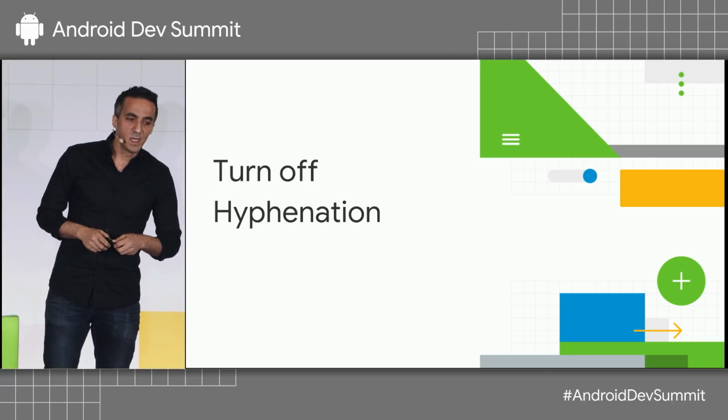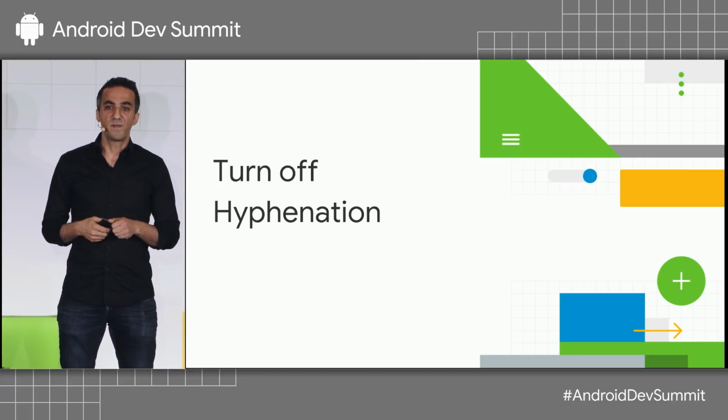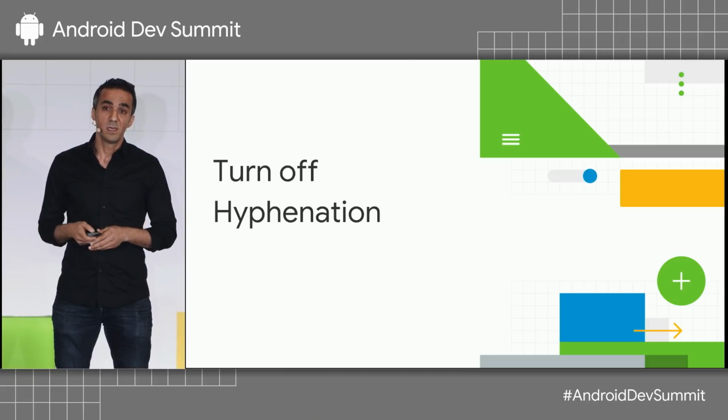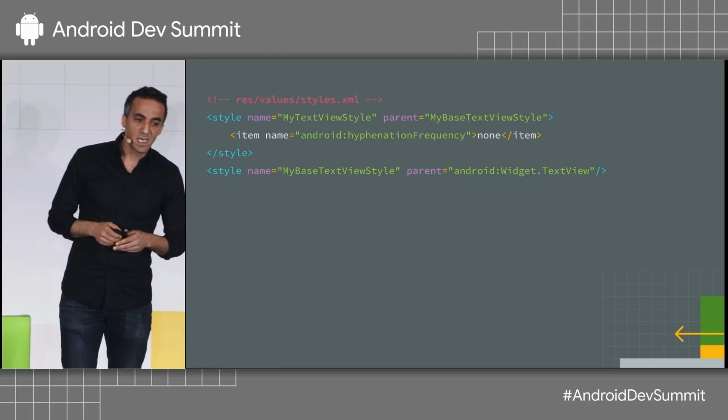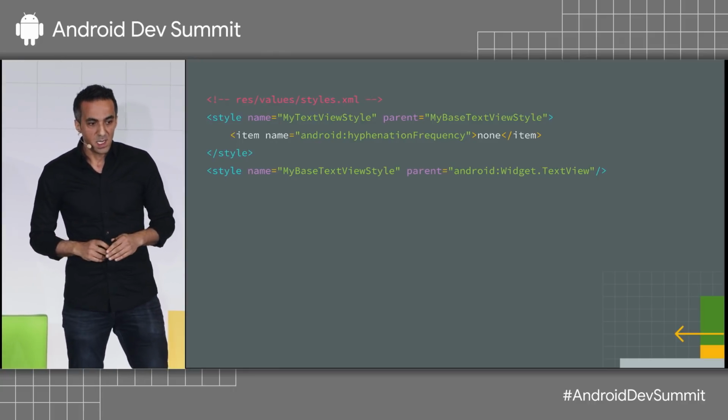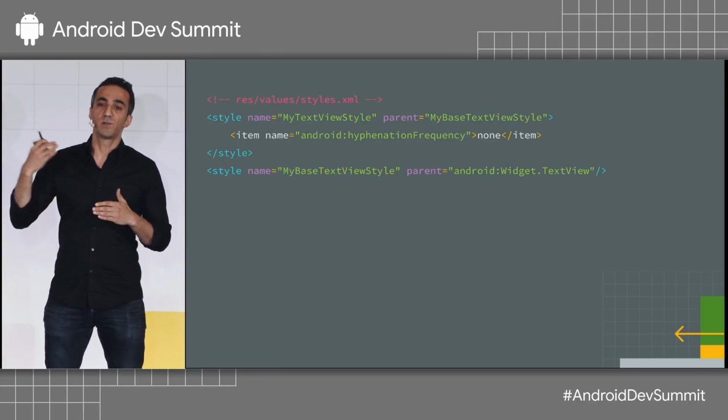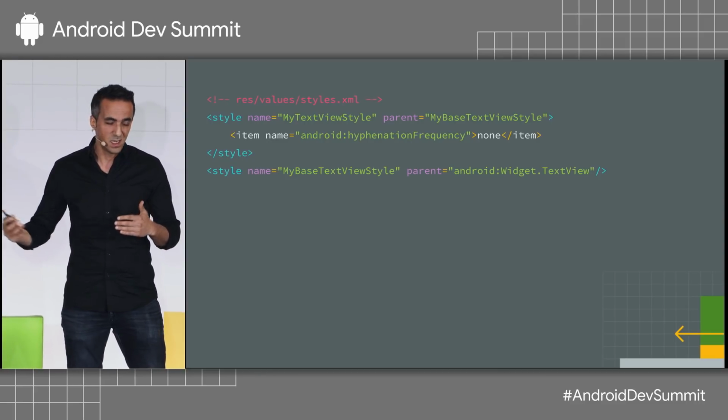I will continue with how to turn off hyphenation in your app globally so that you can only enable it when you need it. This is also pretty simple, and you already saw the effect. It improves the measurement performance by 2x.